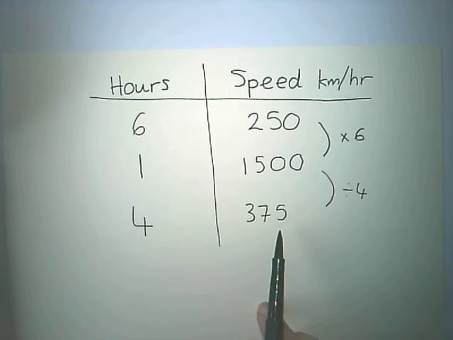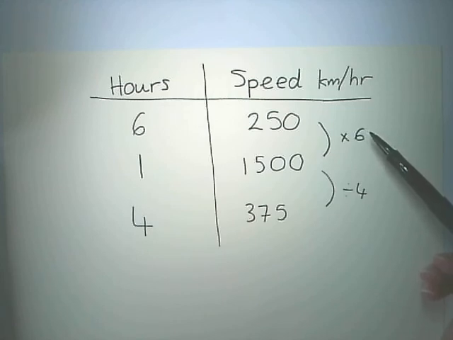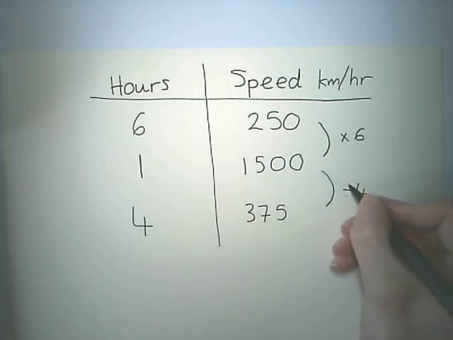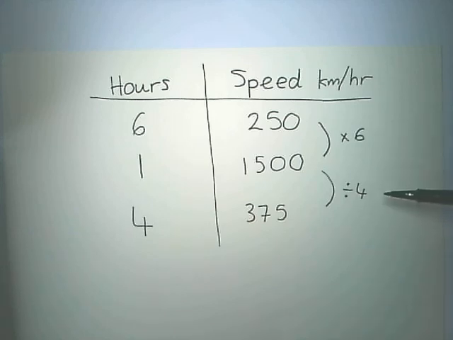So when you're doing inverse proportion, just multiply first and then divide. Whereas when you did direct proportion, you would have divided first to find one quantity and then multiplied by what you were trying to find. So inverse is the opposite. Multiply first, then divide.